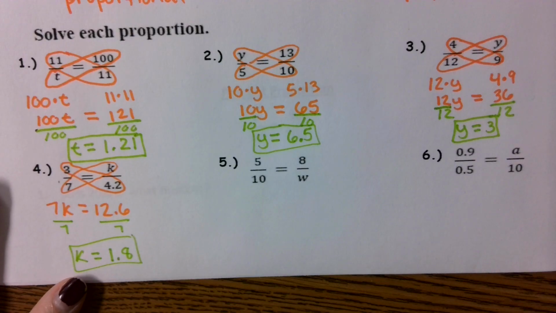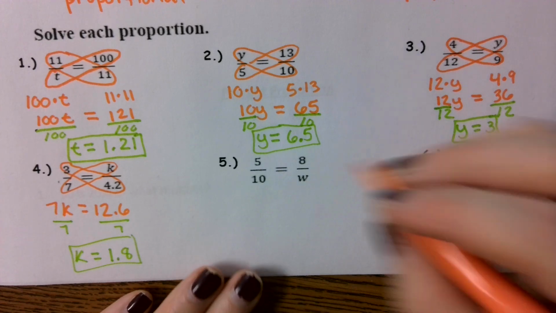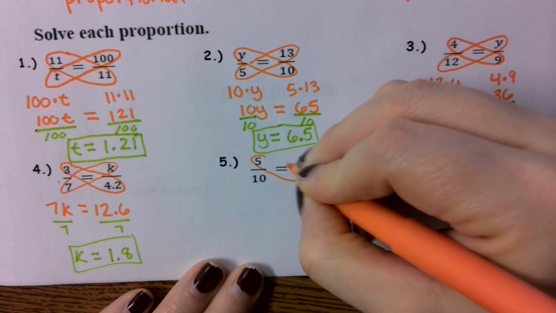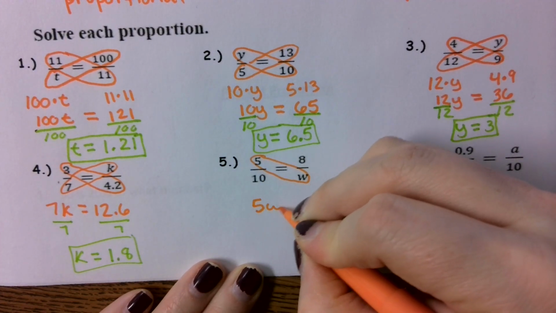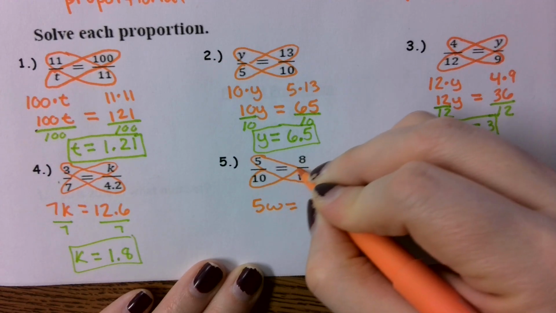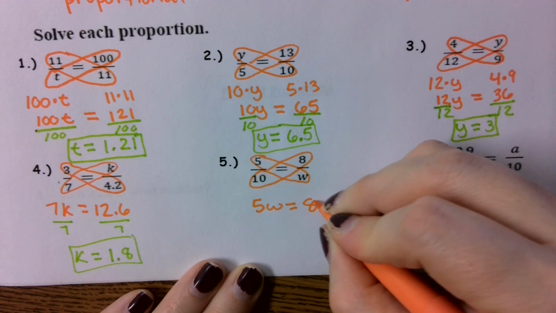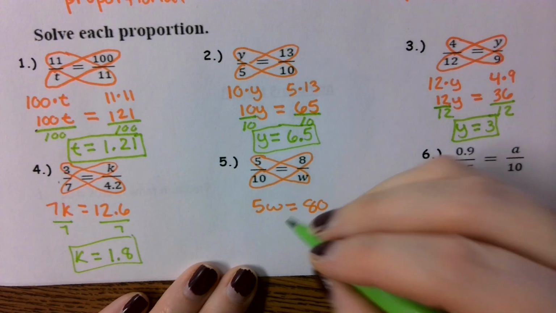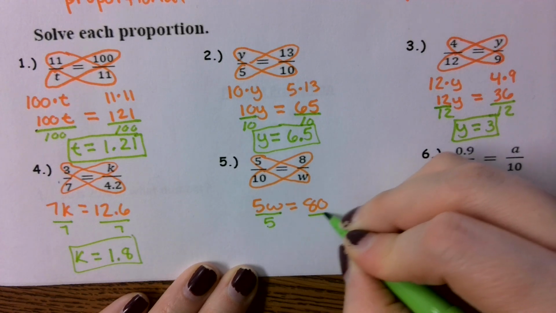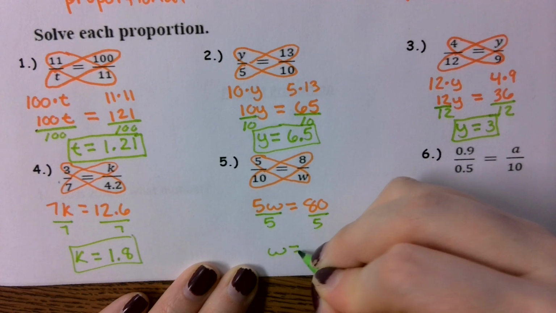Okay, what about for problem 5? What did you get for number 5, Malia? 16. W is equal to 16. We're going to do 5 times W, which gives us 5W. We're going to do 10 times 8, which gives us 80. And then we're going to divide both sides by 5, and we'll get W is equal to 16.